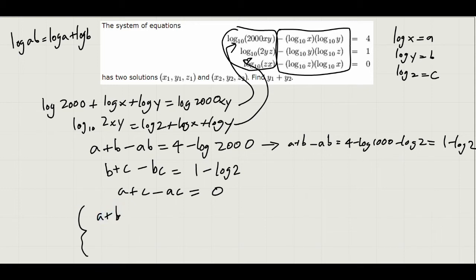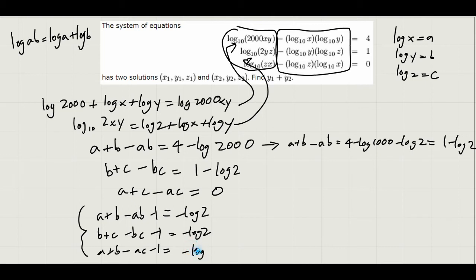a plus b minus ab minus 1. We subtract 1 from both sides of all the equations. Equals negative log 2. b plus c minus bc minus 1 equals negative log 2. a plus c minus ac minus 1 equals negative log 2. Oh, whoops, not negative log 2. Negative 1, I mean, sorry.